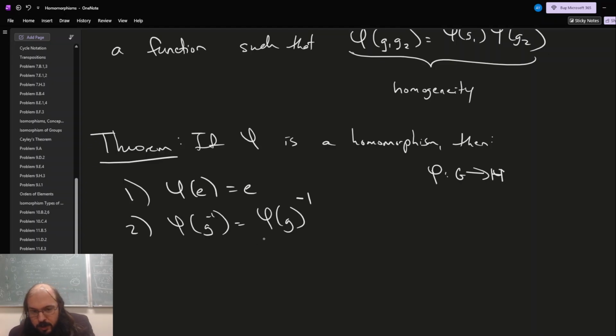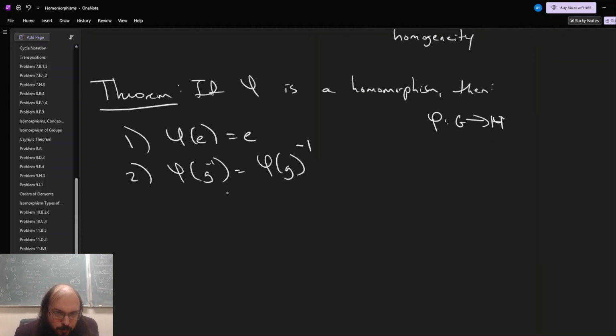Now, we don't usually feel the need to spell that out in great detail, so we just don't write it. But it's important to know what we're saying, and understand what we're trying to prove. Similarly, this is the inverse of G calculated in G. This means apply phi to G and then get something in H and calculate the inverse in H. All right, let's see how we prove these.